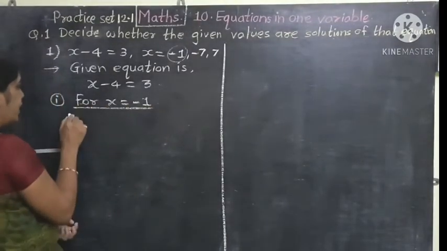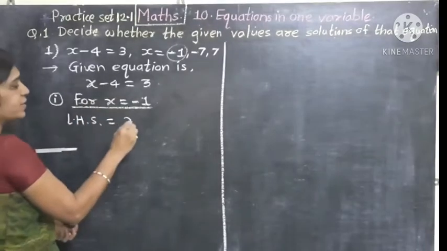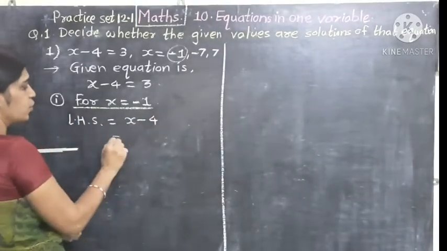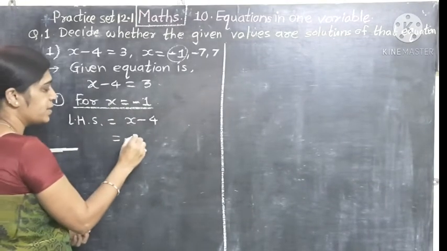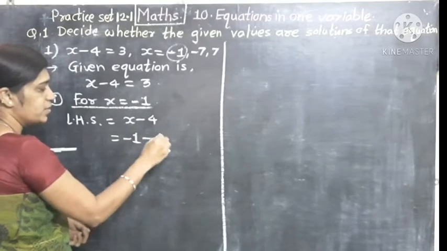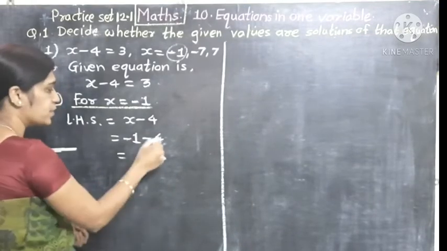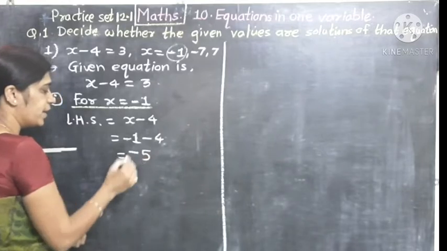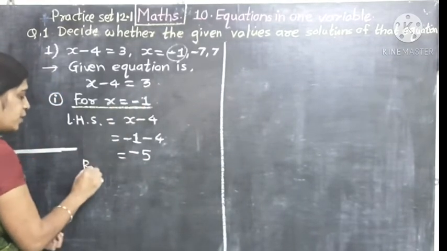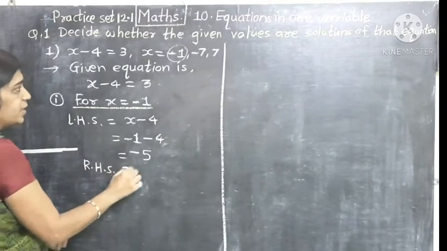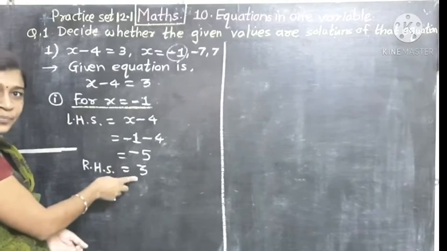Okay. LHS we write left hand side. What is the left hand side? X minus 4. Okay. Put the value of x as minus 1. Minus 4 means minus 1 minus 4. Minus minus becomes plus. 4 plus 1 is 5 and greater number sign. LHS is minus 5 and RHS is, what is the RHS here? RHS is 3. Are LHS and RHS the same?